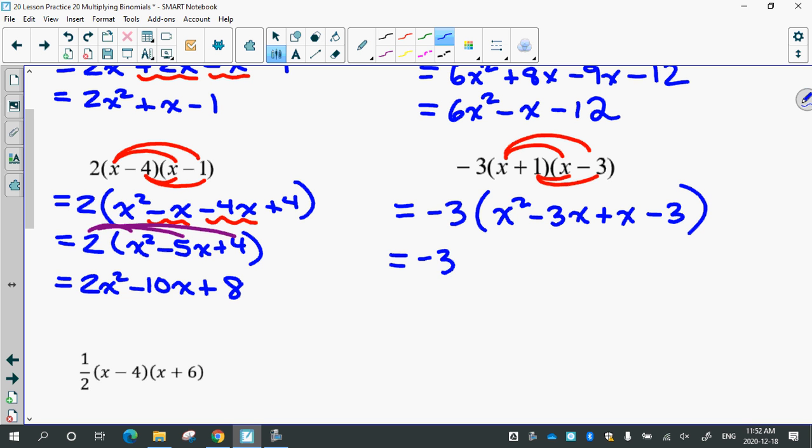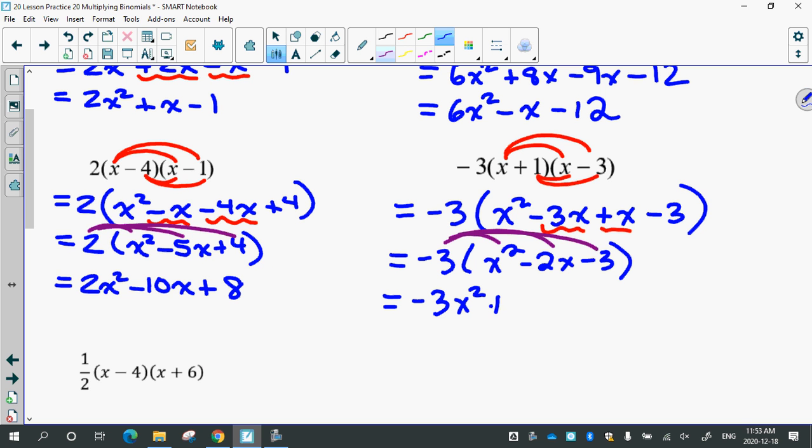Then your next one would be to collect the like terms inside of here. So negative 3 plus 1 is negative 2x. And then your last step is to multiply the negative 3, distribute it over everything inside the bracket. Careful of signs. So that should give you negative 3x squared plus 6x plus 9. Okay?